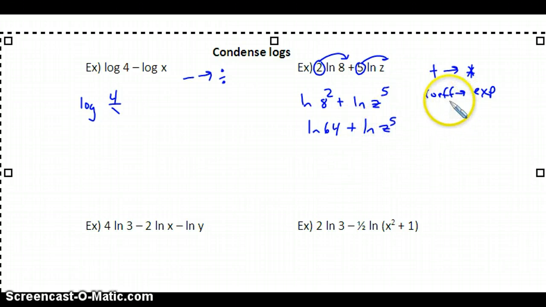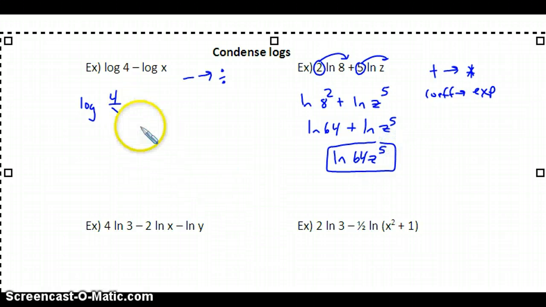So we did the coefficients, wrote them as exponents. Now let's change the addition and write it as multiplication. So we can condense these 2 logs that are being added to 1 log that is being multiplied by each other. So this would be the natural log of 64 z to the 5th. And that was my answer over here.